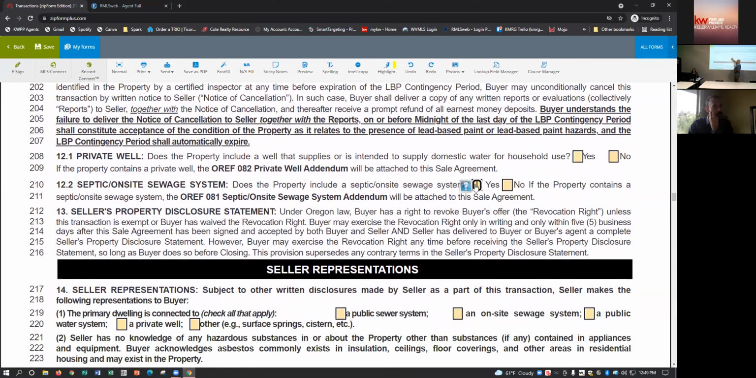Same with the septic agreement. Same thing here. If it does, you have to use the septic addendum. If it's not executed along with this offer, then you have a voidable offer in your hands.